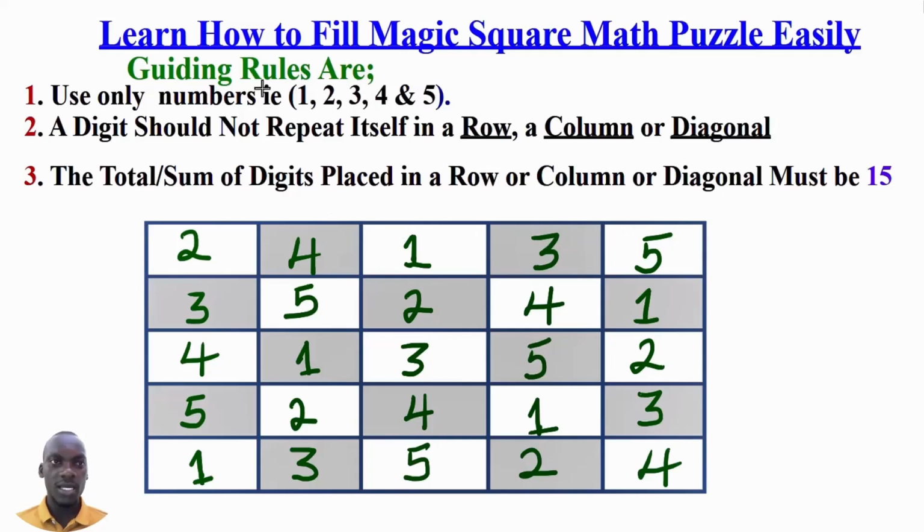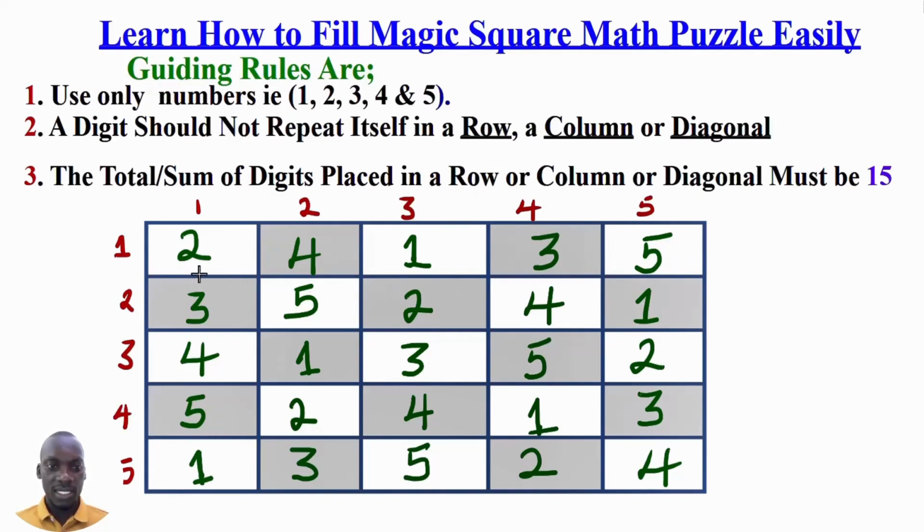We can now cross-check by trying to sum up. Let us begin by summing up this first row. Let me call it row number 1. This is row number 2, row number 3, row number 4, and then row number 5. Then this is column number 1, column number 2, column number 3, column number 4, and this is column number 5. So now the next step we are going to verify whether the sum of digits placed in these rows and columns and also diagonals is 15.